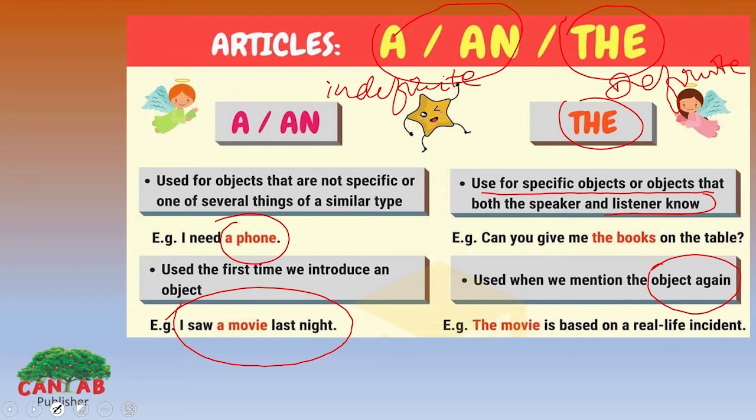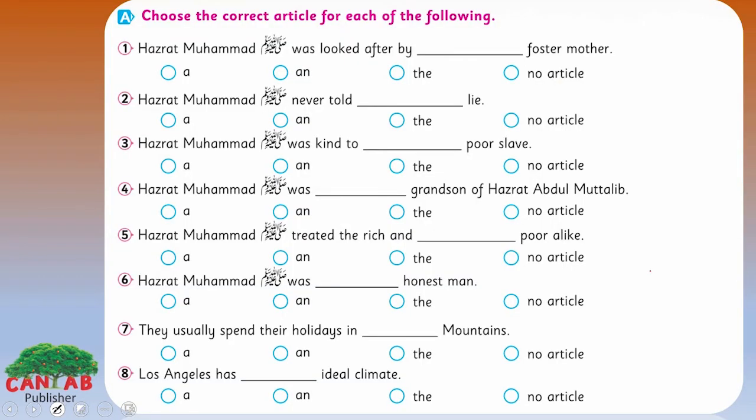Now look at the exercise, section A here. We have given sentences and for each sentence we have given 4 options. Here you have to choose the right option. Look at the first one. Hazrat Muhammad sallallahu alaihi wasallam was looked after by a foster mother. It is from your unit number 1. Yes, A. We will choose the option A here.